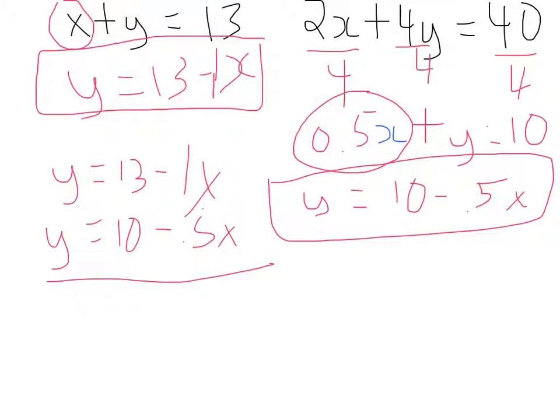Now at the intersection point, I know that when I subtract these y values, it's going to be 0 because the y values are the same in each line at the intersection point. So 0 equals 13 take away 10 is 3. Negative 1 take away negative 0.5 is negative 0.5.